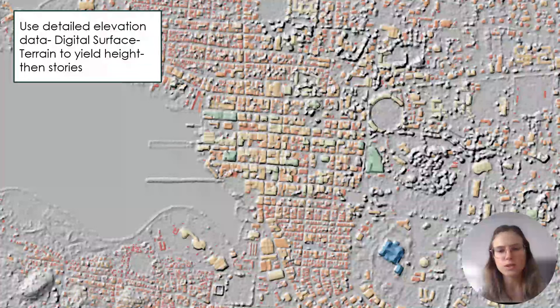So using the LiDAR data, we were able to get a detailed elevation model. This digital surface model that you can see here in the image was used to be able to estimate the height of each of these buildings, and then from that, get a number of stories or floors.